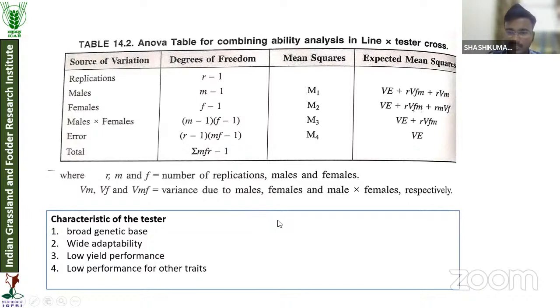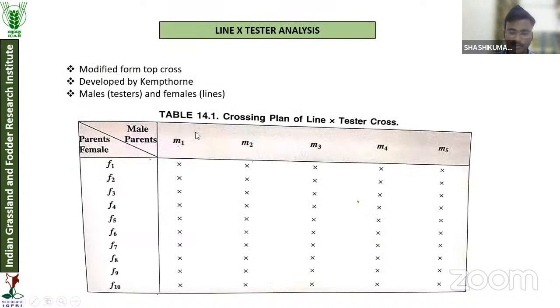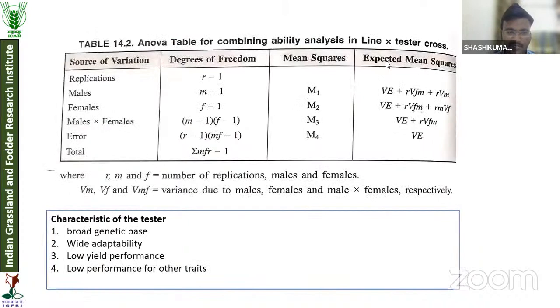If GCA is high, it means additive gene action is more, and such lines can be used for synthetic and composite development. If SCA is high, then go for hybrid development. And you can write the characteristics of testers. If you give larger details, if it is for 10 marks, then you go for complete information. If it's for 5 marks, you simply write line by tester analysis, who has given it, what the lines and testers are, and you write the ANOVA, and that is more than enough.